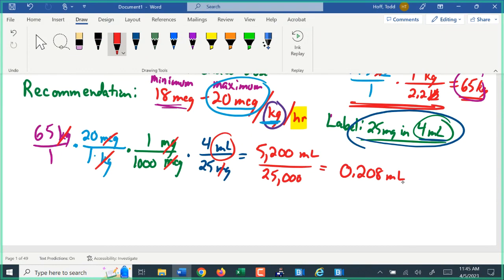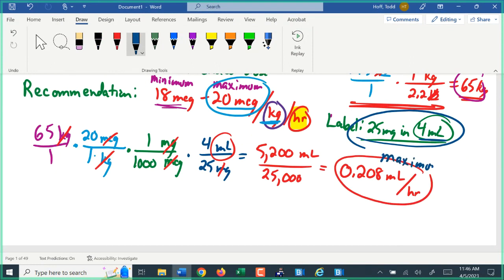Now remember, this is where the time comes in. It's per hour. So 0.208 or 0.21, depending on where we round it. For this class, we're going to go to 3 digits for a liquid medication like this. We can round it down as needed. Remember, for drops, it's 2 digits we round to. For milliliters, we'll go to 3. And that is per hour, every hour. That, recall, is the maximum dosage, the maximum allowable dose or recommended dose.